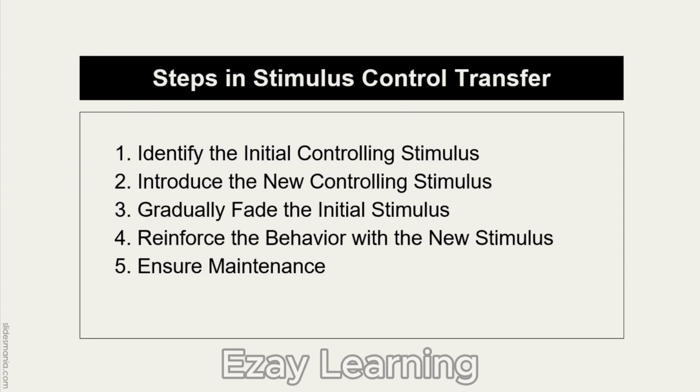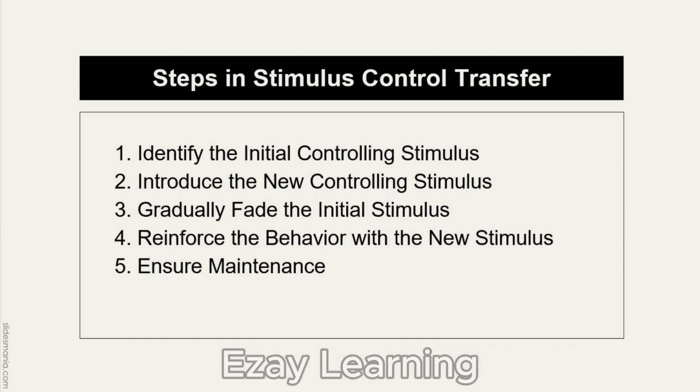Steps in stimulus control transfer: you need to identify the initial controlling stimulus and then introduce the new controlling stimulus. Now you have to gradually fade the initial stimulus and reinforce the behavior with the new stimulus. And along with all this, you have to ensure maintenance of stimulus control transfer.